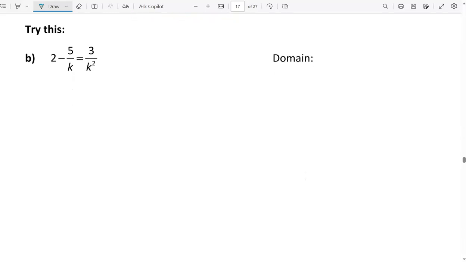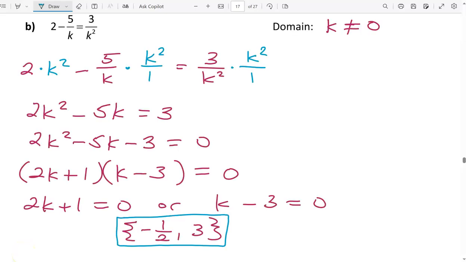Next, try a similar example on your own. Pause the video while you do this. In this example, k cannot equal 0 because a value of k equals 0 will make the two denominators both equal to 0, and our least common denominator is k squared. When we multiply through by k squared, we get a quadratic equation, which means we're going to have two solutions.